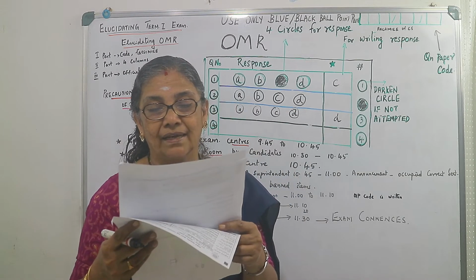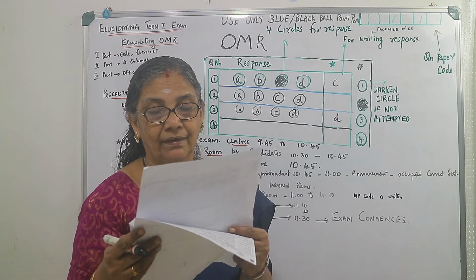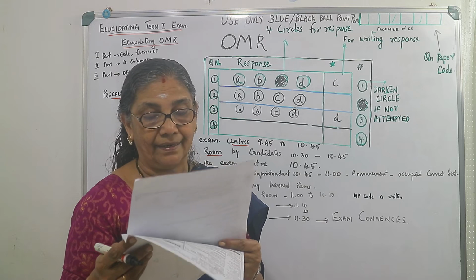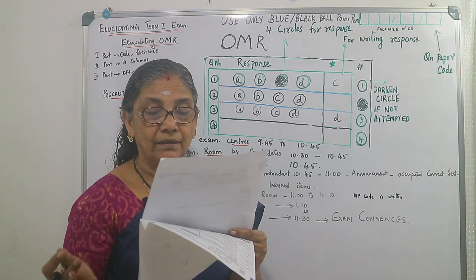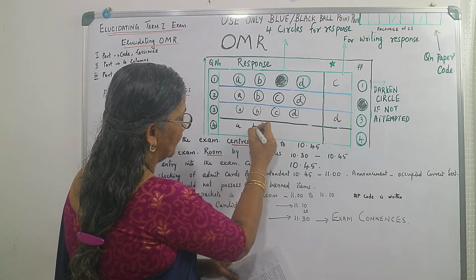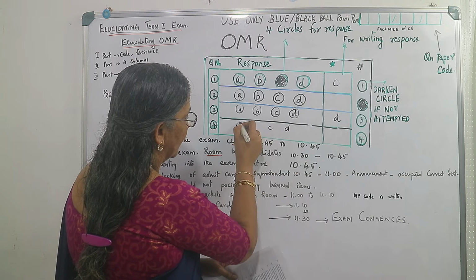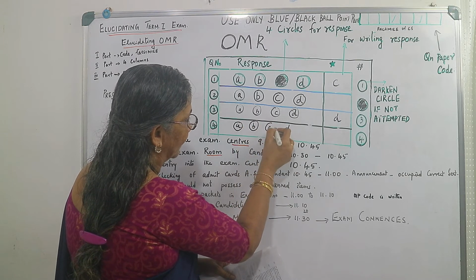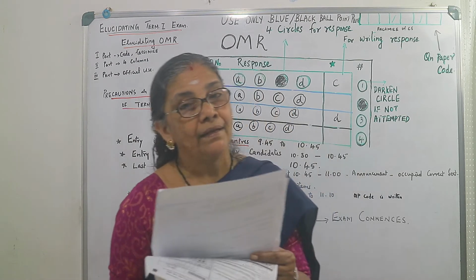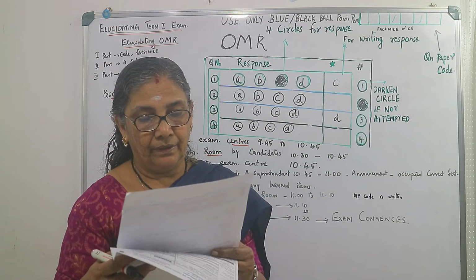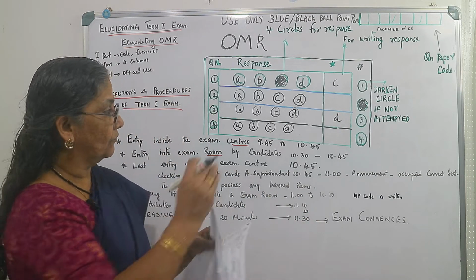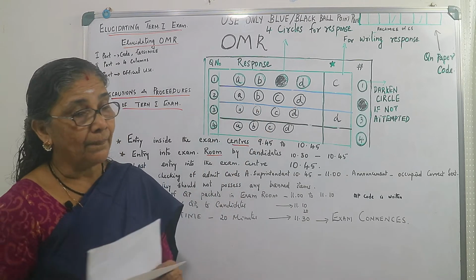Then if the box is empty, or if the response is given in the box and the circle is left blank, it will be considered that the question has been attempted by the candidate. If you have written nothing in the box and the circles A, B, C, D, then the question is considered not attempted. So this is the most important part of the OMR sheet.